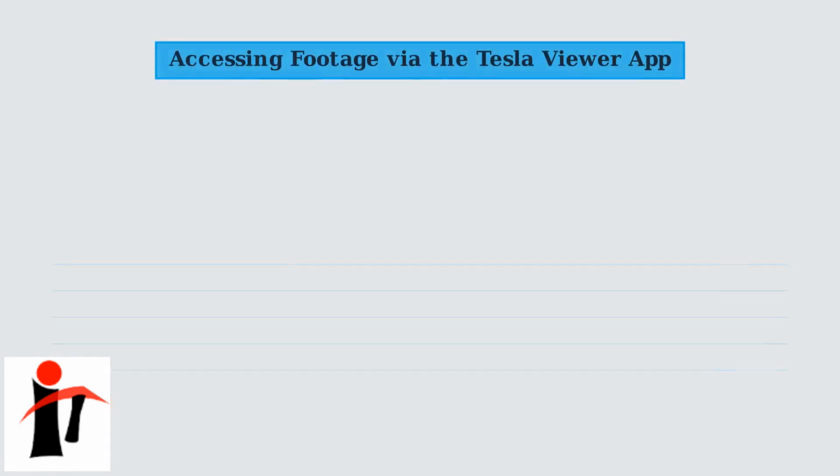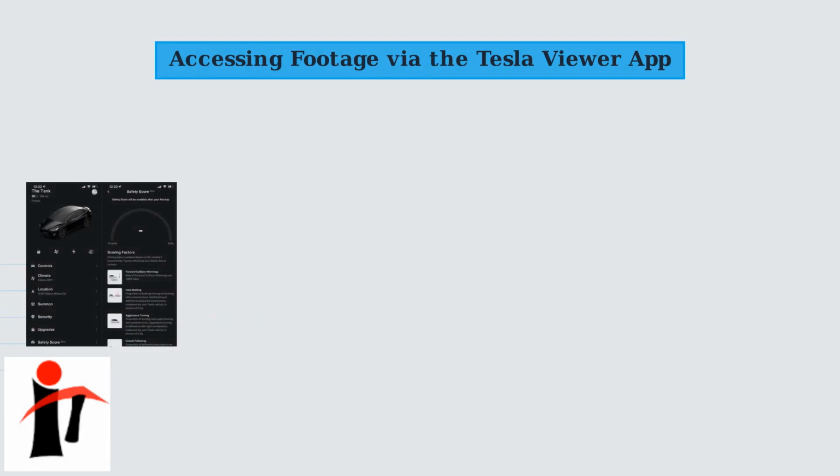The Tesla mobile app offers a convenient way to access your Model 3's dashcam footage remotely. This method streams videos directly from your vehicle's internal storage, allowing you to view clips without physical access to the car. To begin, open the Tesla mobile app on your smartphone. Make sure you're logged in with your Tesla account credentials. Next, select your Model 3 from the list of vehicles associated with your account. This ensures you're accessing the correct car's data.